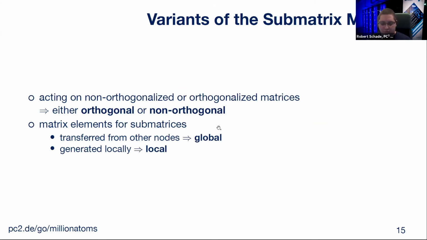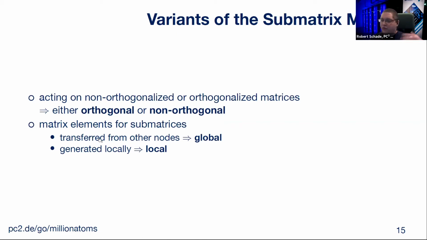From this general idea of the submatrix, you can derive several variants of submatrices, depending on which matrix you apply it to and where and how you generate the matrix elements of the submatrices. First of all, you can either act on the non-orthogonalized matrices, so H0 or S, or on the orthogonalized matrices. That would then give you either the orthogonal or the non-orthogonal submatrix method.